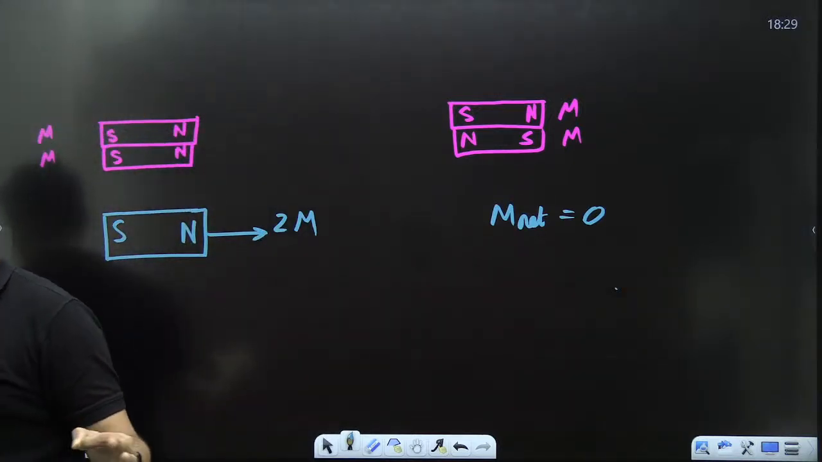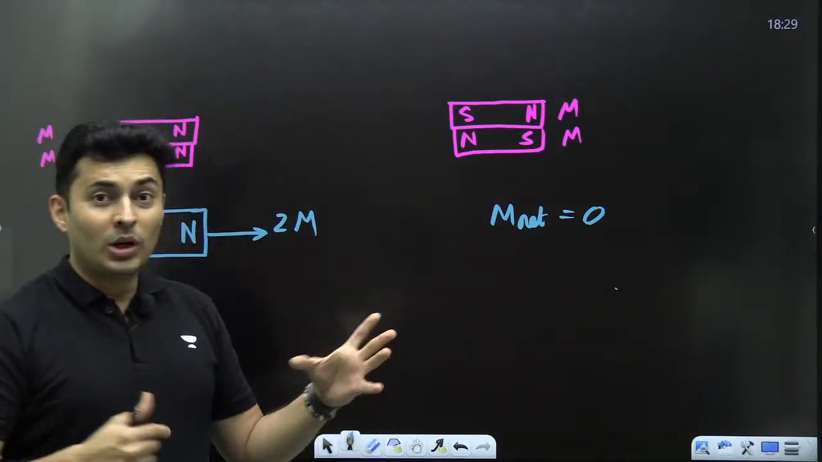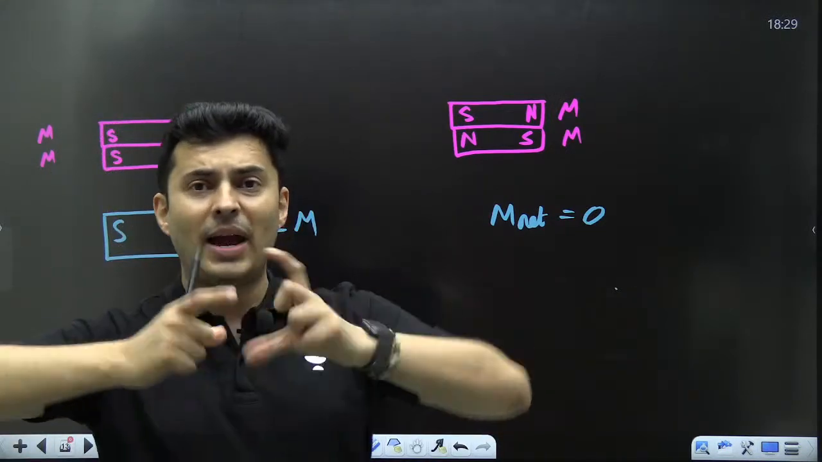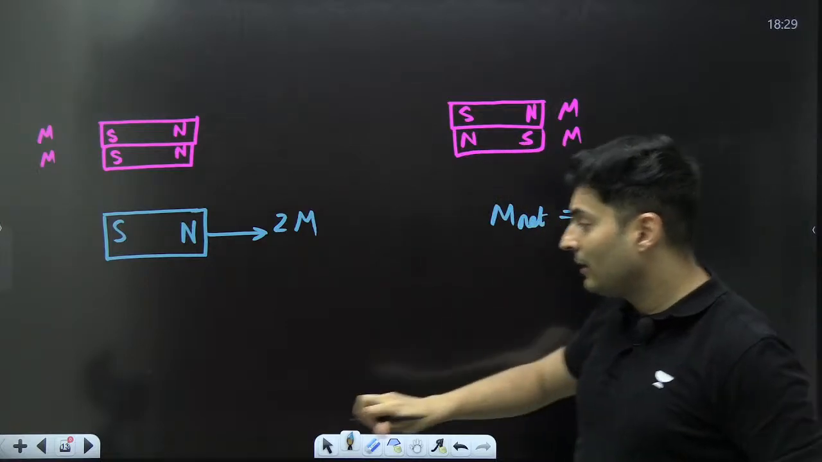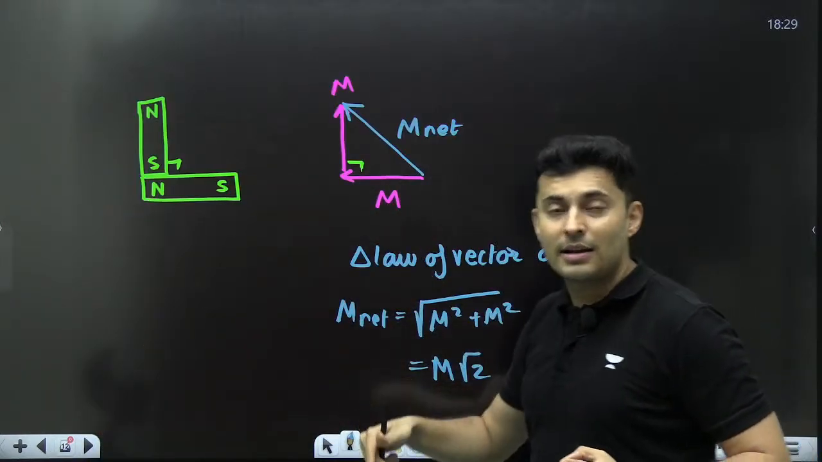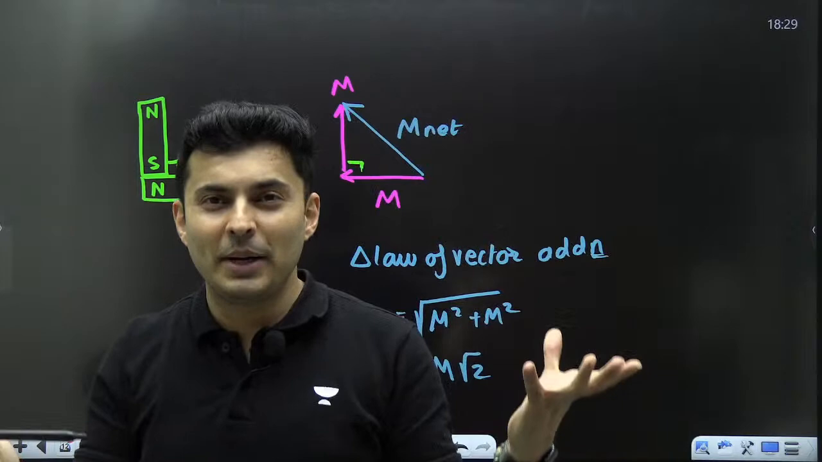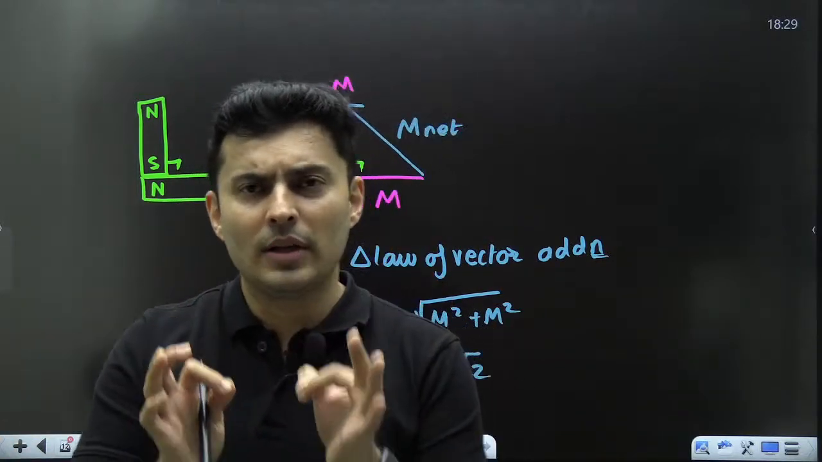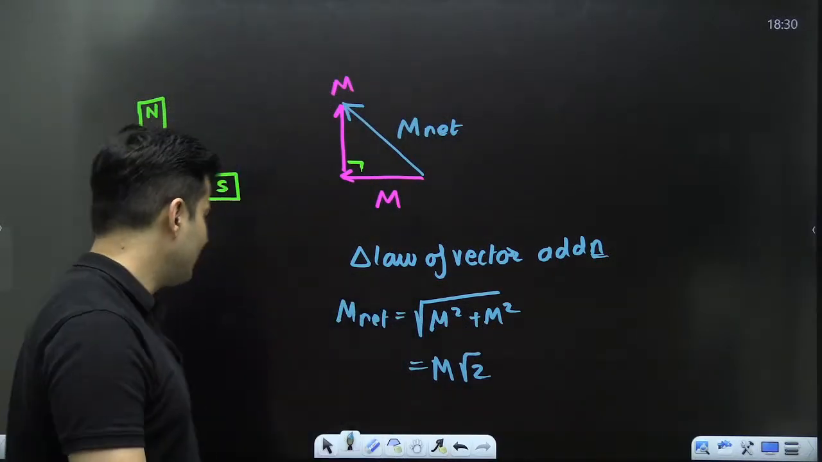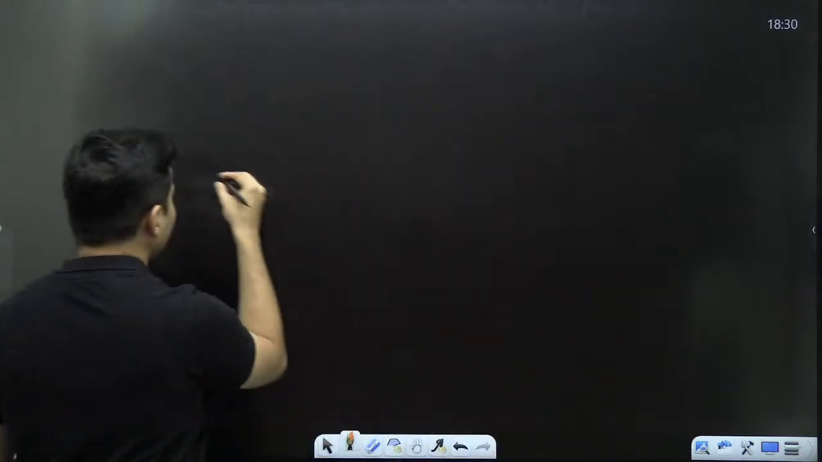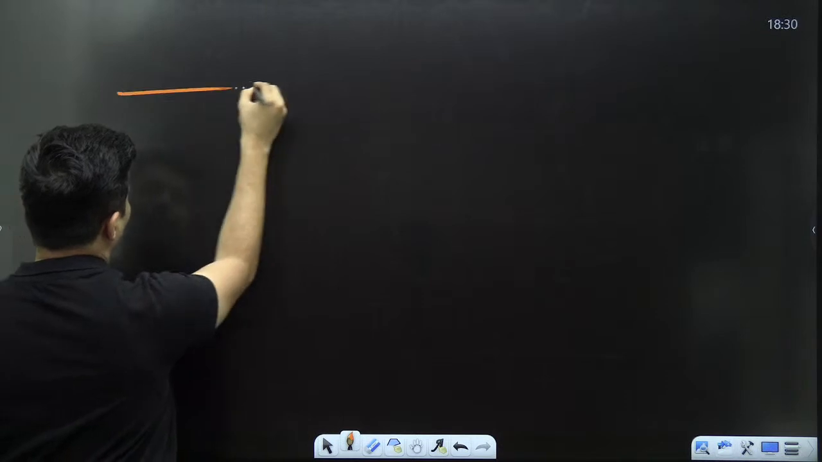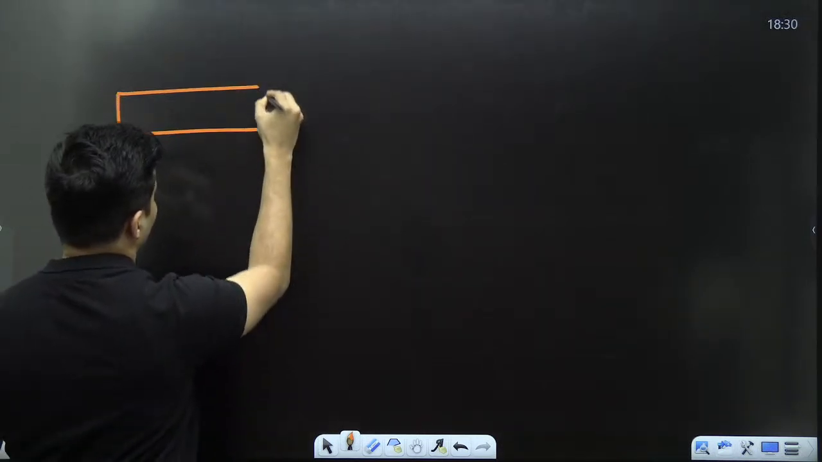Very good. Excellent. So depending on how you arrange the magnets, in this case it was parallel, here it was anti-parallel, here it was perpendicular, you will see that the net magnetic moment will change. Use the laws or the concepts of vectors. That's the main point.